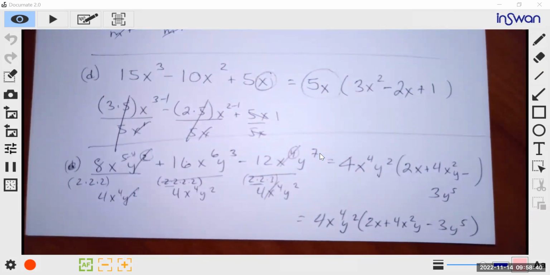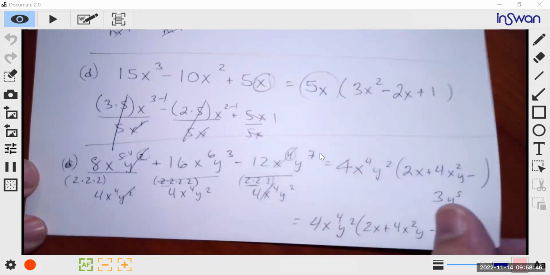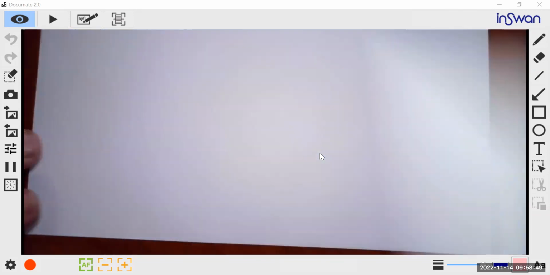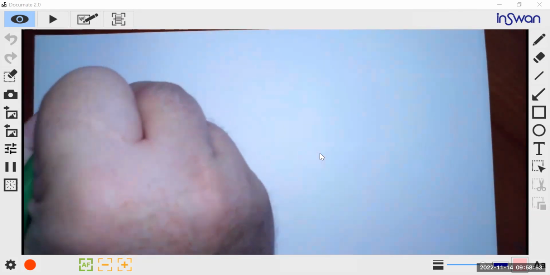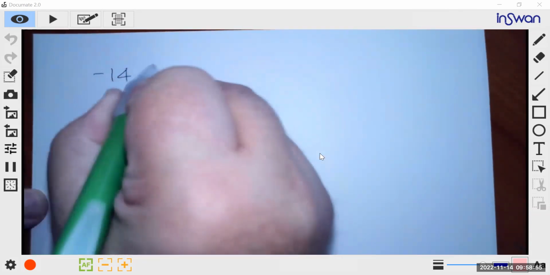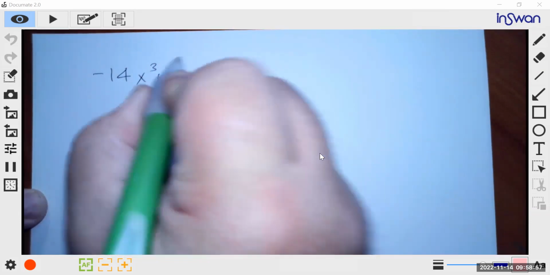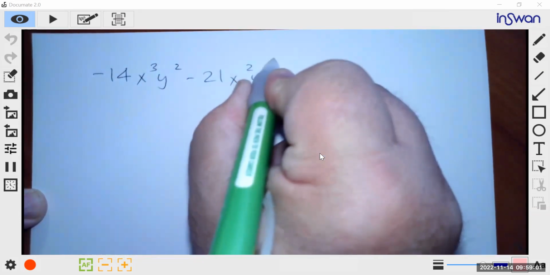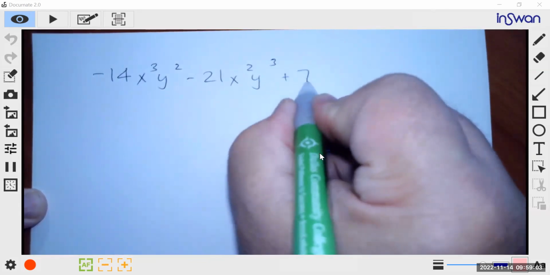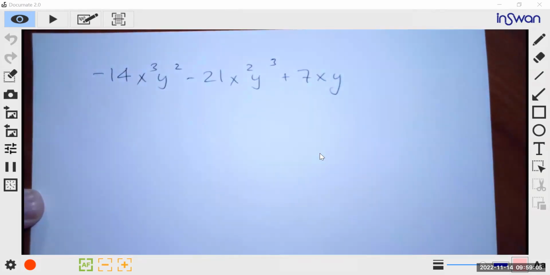So far, so good. Negatives. We haven't thrown those in. What if your leading term is negative?